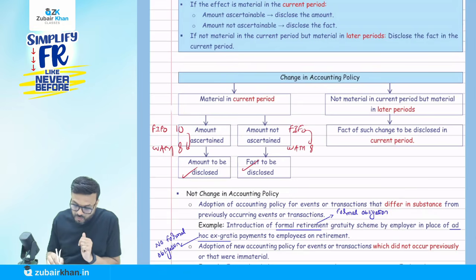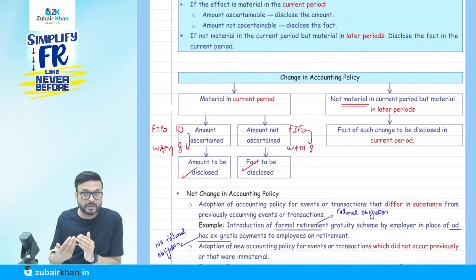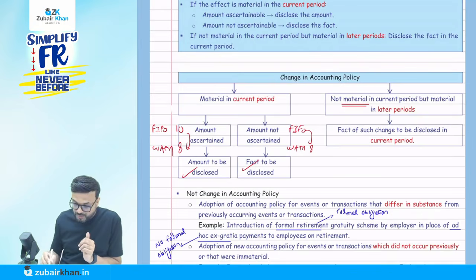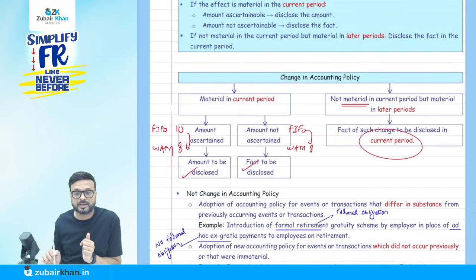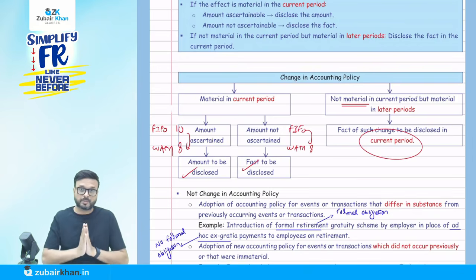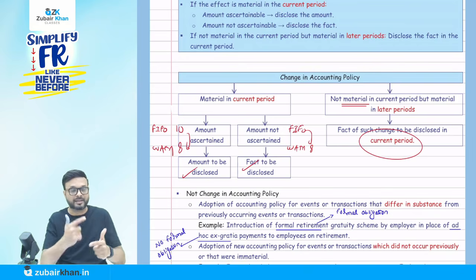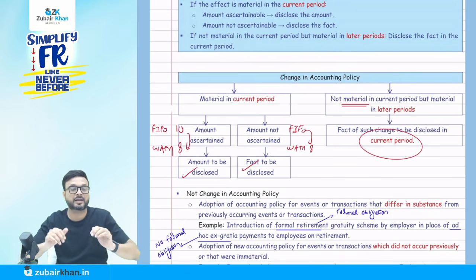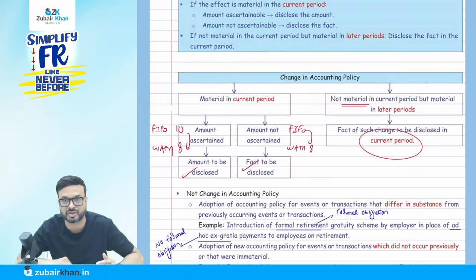What does it mean? Due to the change in accounting policy, my current year profit may not be affected, but in future it is going to be. We have to disclose that in the current period. Obviously, we cannot disclose the amount because the effect is going to come in future. So we tell them that we are changing the accounting policy and the effect is going to come in a later period. We do not disclose the amount, but we mention it in the current year's notes to accounts.